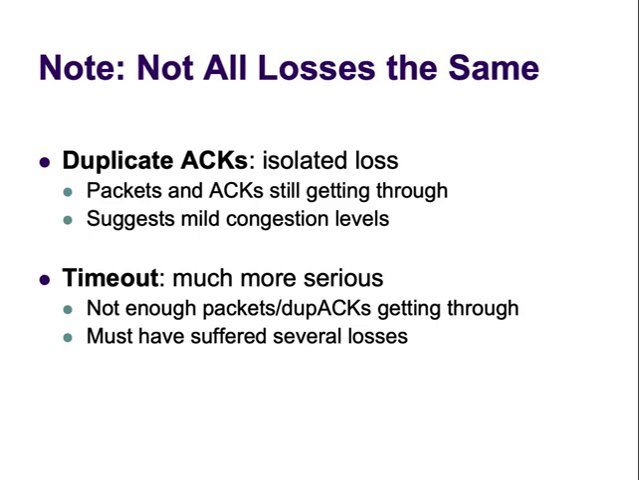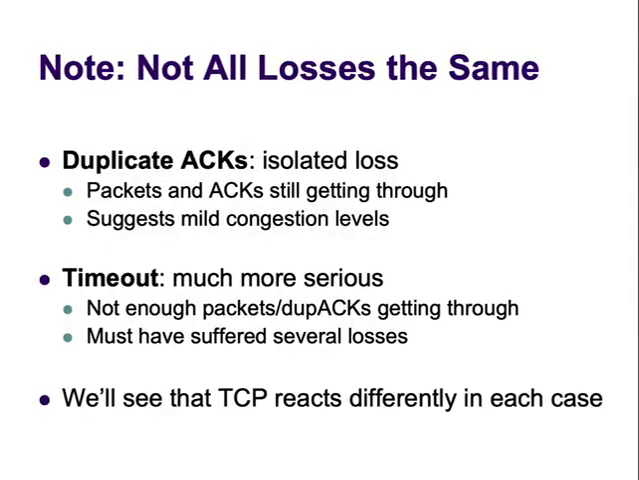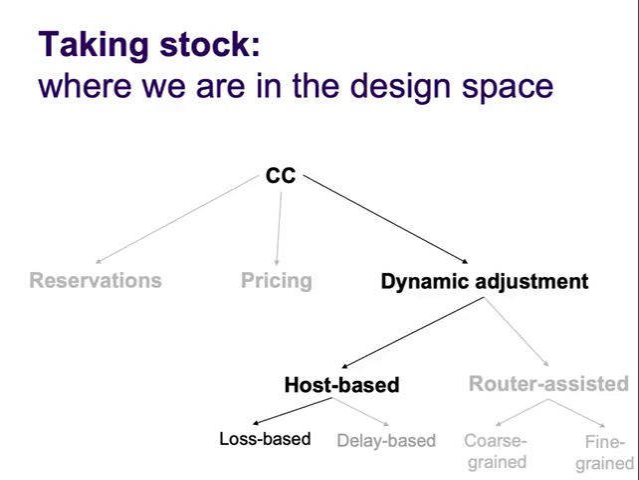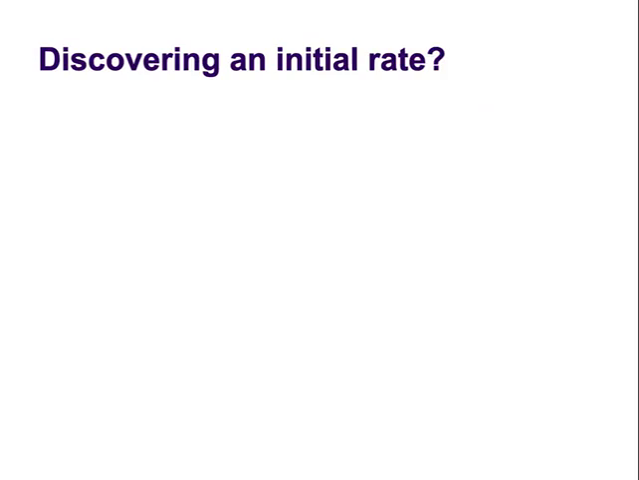And so when we get into TCP, for now I just want you to file this away: not all losses are the same. We distinguish between a little bit of loss versus fairly severe loss, and TCP will react differently in those two cases. So we'll cover this when we cover TCP. Taking stock again of where we are in our design space, we're going to focus on loss-based, host-based, dynamic adjustment congestion control.